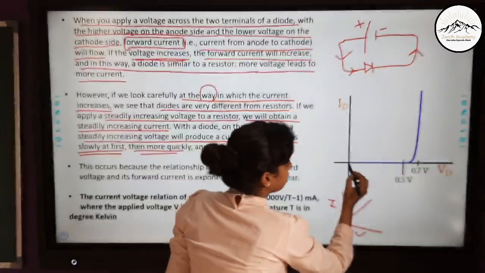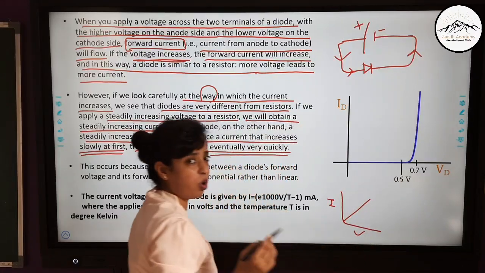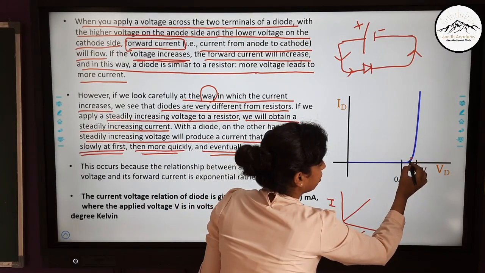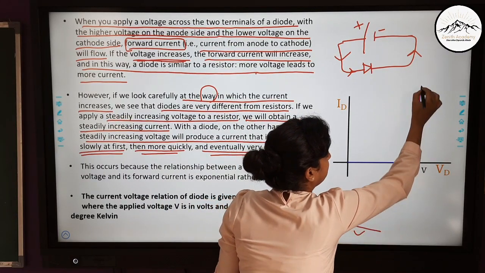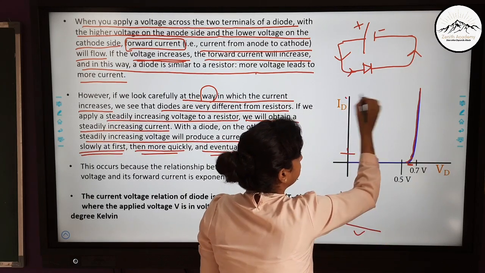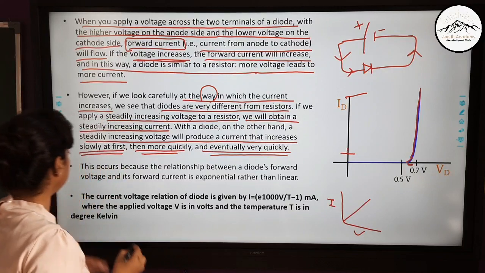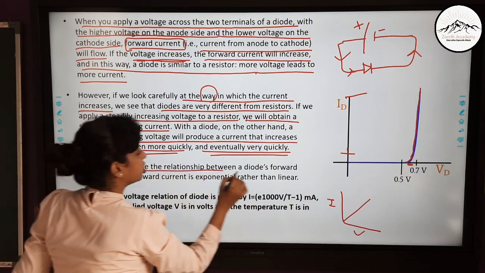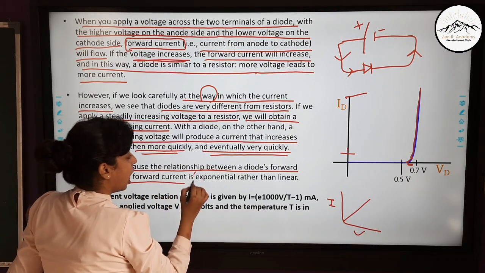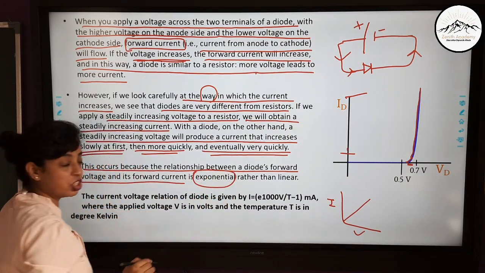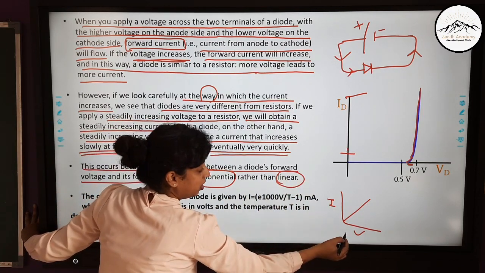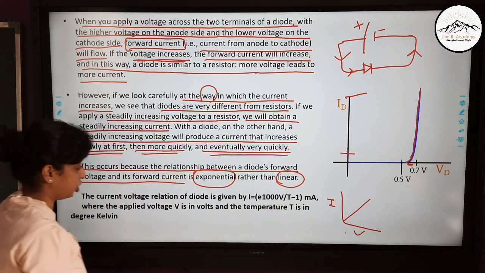Initially you see that it is increasing very slowly, or we can say it is a negligible increase. Then it increases rapidly, and here the increase is so rapid that with a very small change in voltage, the current has increased from here to here. This occurs because the relationship between the diode's forward voltage and its forward current is exponential rather than linear. So this is a linear relationship and this is an exponential relationship.